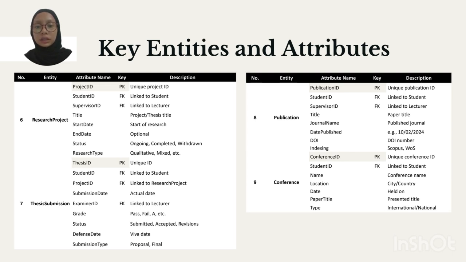Lastly, the conference entity logs academic conference participation. Conference ID is the primary key while student ID acts as the foreign key. The name and location indicate where the event took place while date captures when it occurred. Paper title and type specify what was presented and whether the event was national or international.